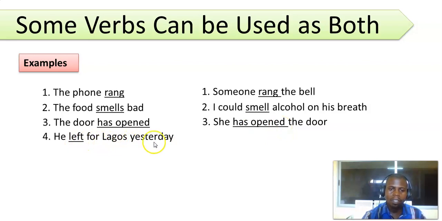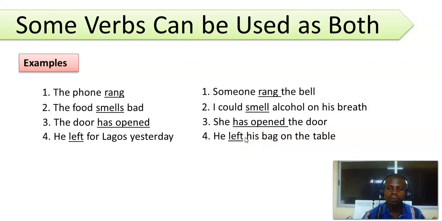He left for Lagos yesterday. Left here is used in an intransitive context, so it doesn't have an object. There is no noun. For Lagos is not a noun, neither is it a noun phrase. Of course, you know this. So look at this example. He left his bag on the table. His bag is an object that tells us what he left. So this is a transitive verb, while the other is an intransitive verb.